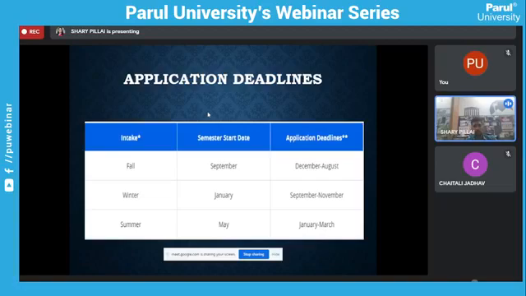Application deadlines you can check easily. These are also main points students ask about regularly: when should we start our application? If you are choosing the January intake, which is the winter intake, the deadline is around September to November. You have to start your application about 6 months or 4 months before your chosen intake semester. These are the three main intakes: fall intake, winter intake, and summer intake, which are September, January, and May.